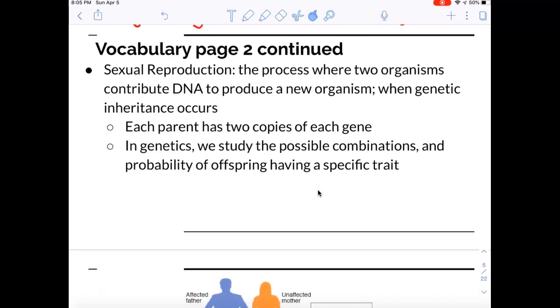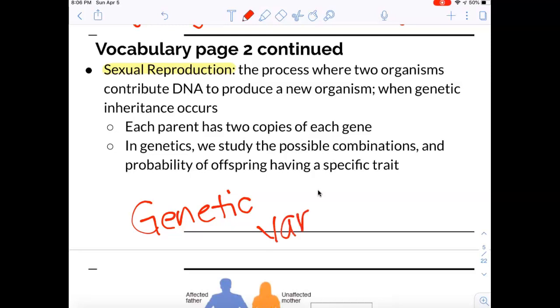Staying on page 2. Sexual reproduction shouldn't be anything too new here. It's the process where two organisms contribute DNA to make a new organism. Genetic inheritance occurs here. Each parent has 2 copies and they pass on one to the other. And again, this is genetic variation, one of the 3 ways.